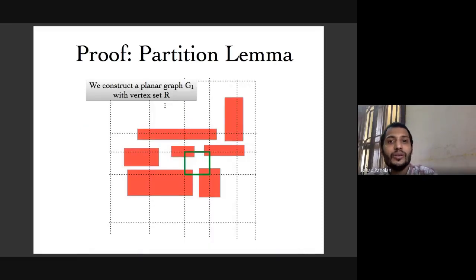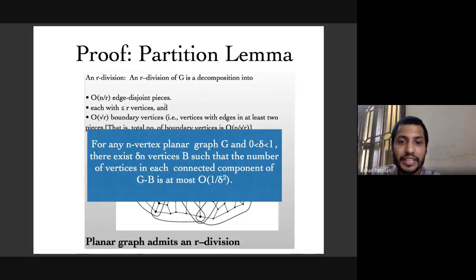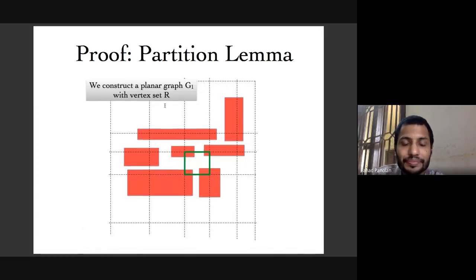Okay, now we are going to use that theorem. Which one? This one, what is written in the blue. So towards that, we make a planar graph G1 with vertex set being R, where R is the optimum solution whose size is K.